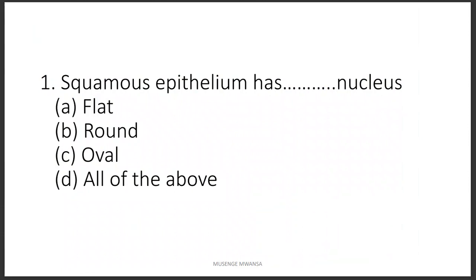All right, let's consider some of these questions. Squamous epithelium has dash nucleus: flat, round, oval. So we know squamous is a flat cell, so even the nucleus is going to be flat. When you're talking about the cuboid, it is a cube, so the nucleus is going to be round. If you talk about the columnar, it is much longer up, so the nucleus is going to be oval.